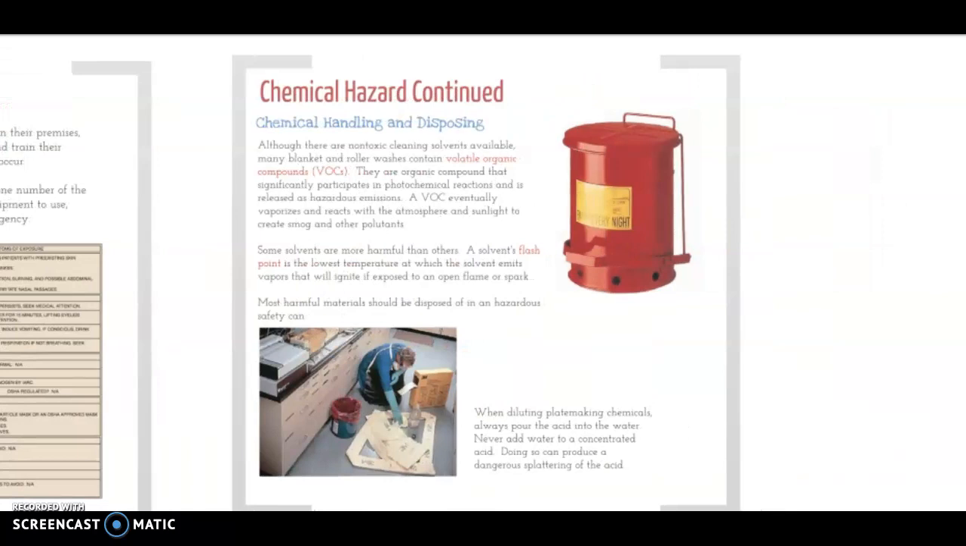Chemical handling and disposing. Although there are non-toxic cleaning solvents available, many blanket and roller washes contain volatile organic compounds, or VOCs. These are organic compounds that participate in a photochemical reaction that releases hazardous emissions. A VOC eventually evaporates and reacts with the atmosphere and sunlight to create smog or other pollutants. Some solvents are more harmful than others. A solvent's flash point is the lowest temperature at which a solvent emits vapors that will ignite if exposed to an open flame or spark.